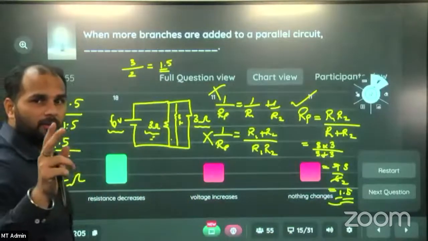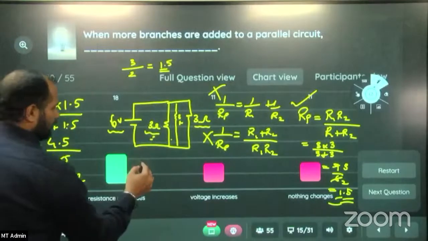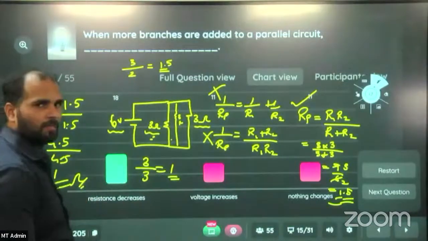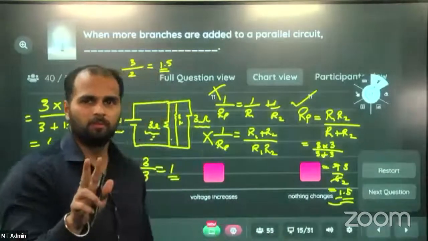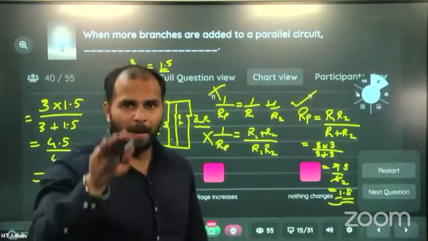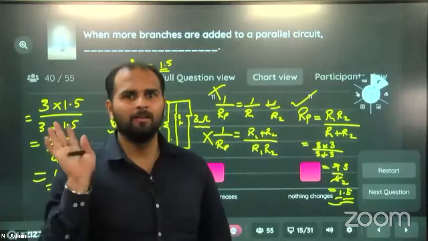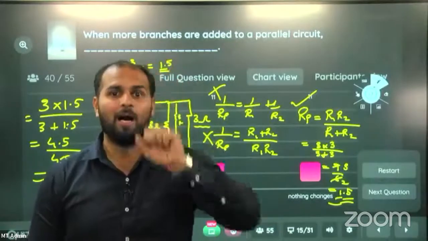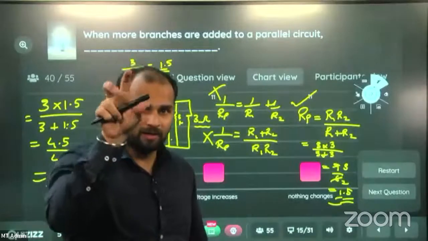If there are three branches again of the same value of resistance, 3 upon 3, how much is it? Did I get one answer? What is the shortcut over here, sir? The shortcut is this: whenever the resistances are of the same values and connected in parallel, always divide the value of one resistor, any one resistor, upon the number of branches.